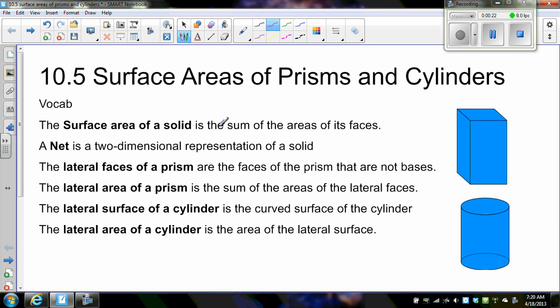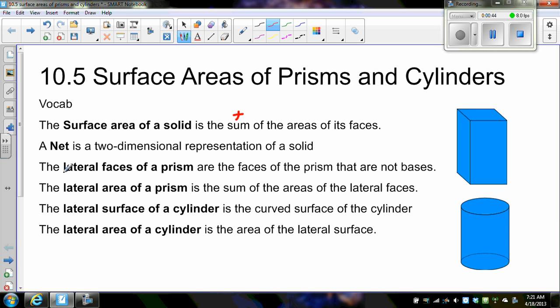So the surface area of a solid is the sum, so addition, of the areas of all its faces. So if we can find the area of each side, we can add them together to get the total surface area. A net is a two-dimensional representation of a solid, and we'll go through that in one of the examples.